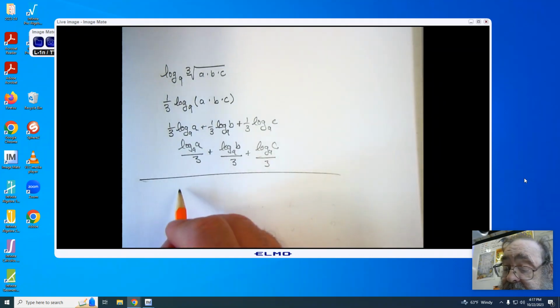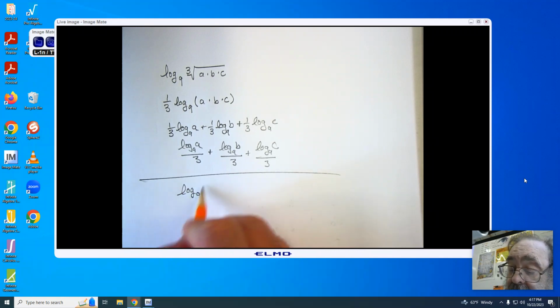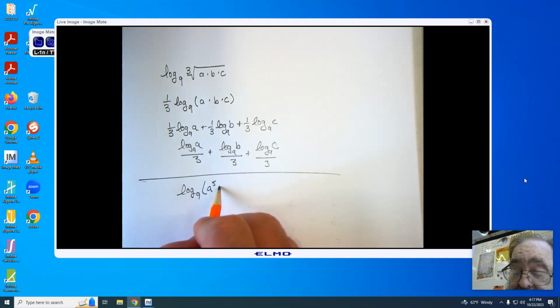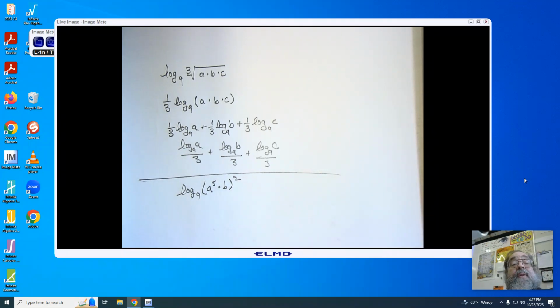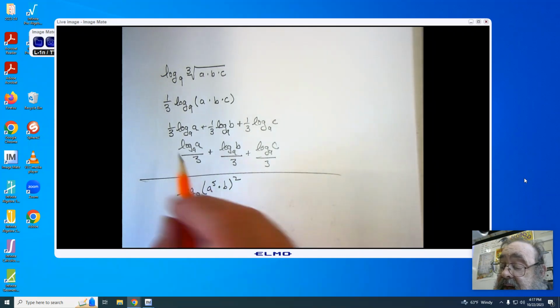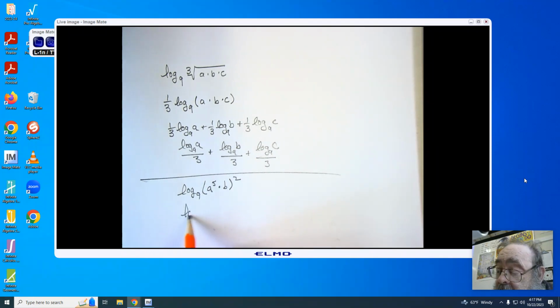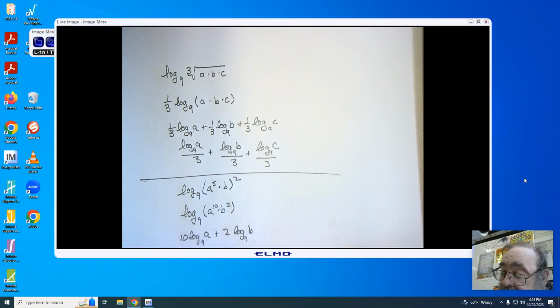Let's take a look at the next one. Log base 9 of a to the 5th times b, the quantity squared. Once again, decide whether you're going to distribute at the beginning or whether you're going to distribute at the end. I'm going to go ahead and do it at the beginning this time, since I distributed at the end in the previous problem. This is then going to give me a to the 10th, b squared, and now I have 10 log base 9 of a plus 2 log base 9 of b.